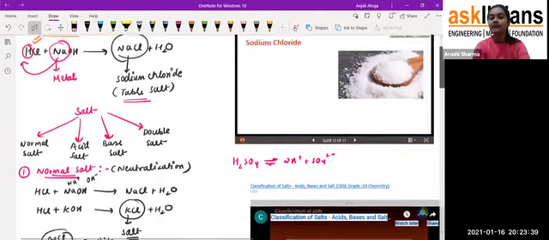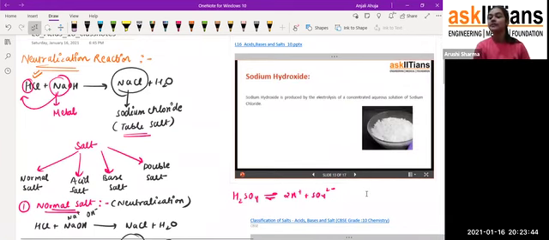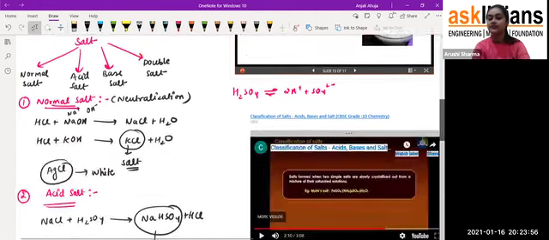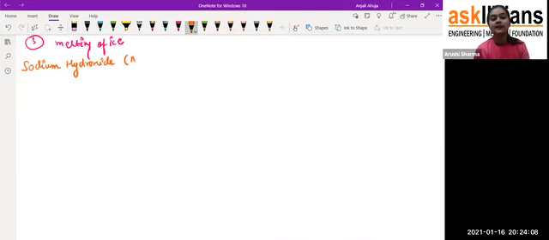Fine. Now coming to another type. See, students, sodium hydroxide is not actually a salt, but it's in your syllabus. Sodium hydroxide is also called caustic soda. And how do we prepare sodium hydroxide, students? Sodium hydroxide is NaOH, which we also call caustic soda.